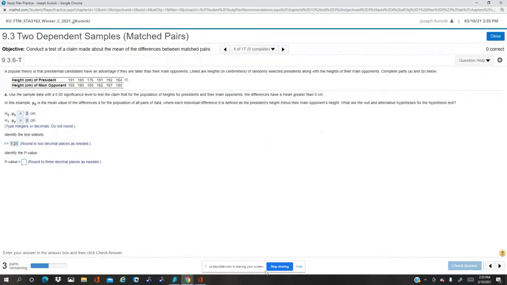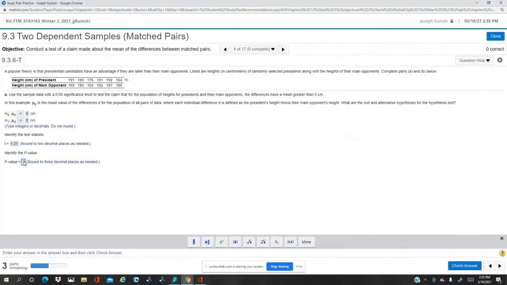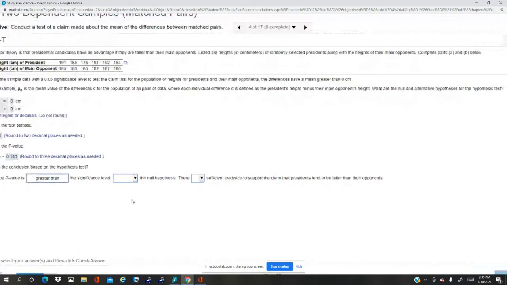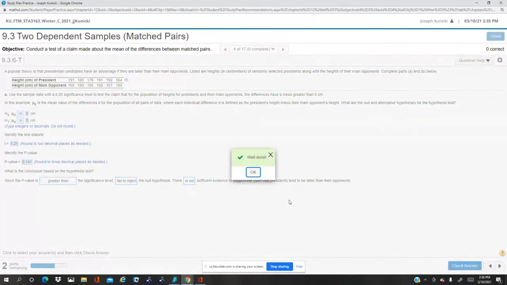Okay. And the p-value, I didn't look at it. It's 0.141. So it's obviously high. Looks like we're going to have to not reject the null, since that's bigger than 0.05. We will not reject the null. Fail to reject. There is not sufficient evidence to support the claim because the claim's in the alternative. Since we're not rejecting the null, we can't support the claim.